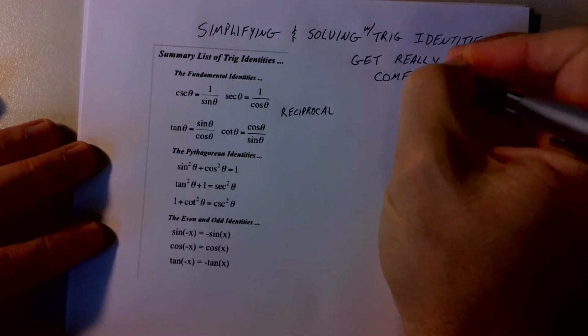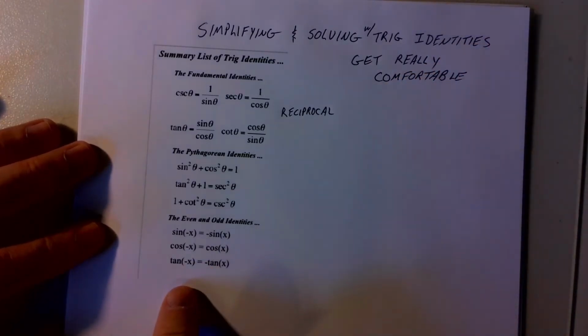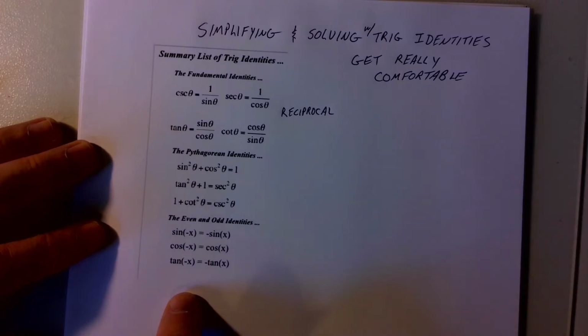And I'm going to try and just show you a few different problems right now. So if you don't have this list copied down someplace, you probably want to have that list copied down someplace. It'll be much easier for you to be able to work with this stuff. So if you want to pause the video and just kind of write those down, that'd be awesome.